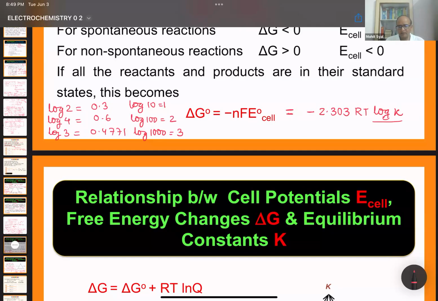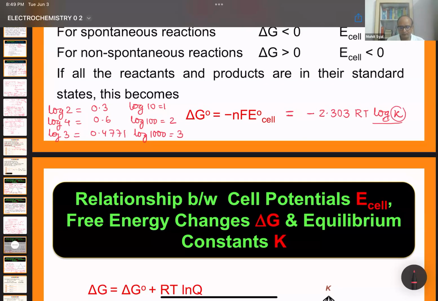So K you can calculate from the expression, and R is the gas constant, 8.314 joule per Kelvin per mole. Remember this value. T is the temperature in Kelvin. Normally it is 298 Kelvin. Is it clear or not? Let's do one question, and that can help us to understand the problem in a better way.